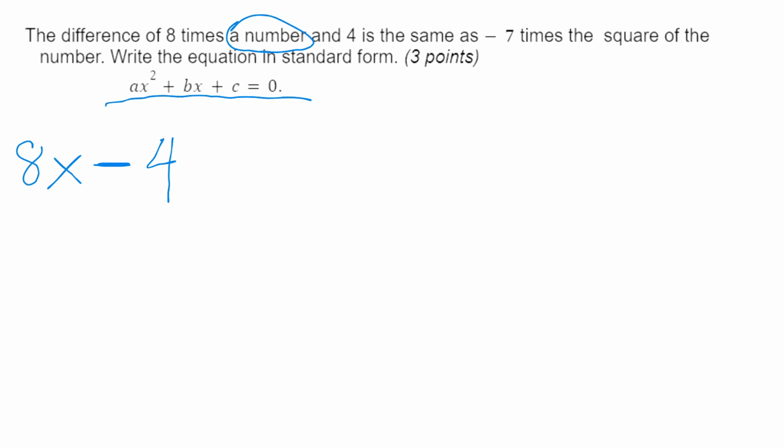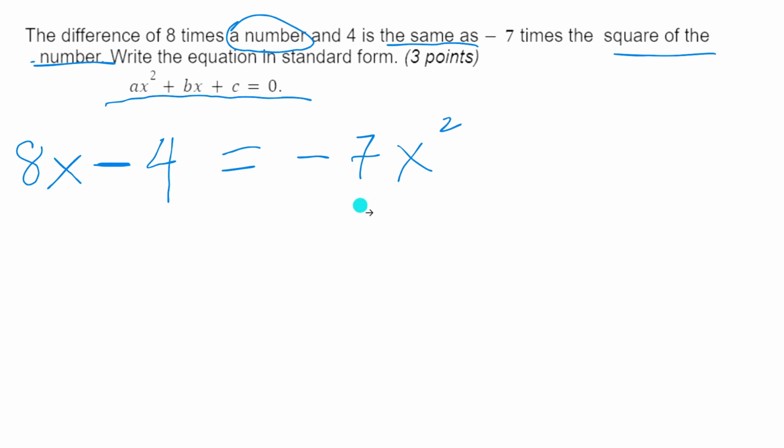So the 8x minus 4, this is the mathematical conversion of 8 times a number and 4. So 8x minus 4 is the same as, you say the same as, equals, negative 7 times the square of the number. This is actually the same number. Square of the number, x squared.